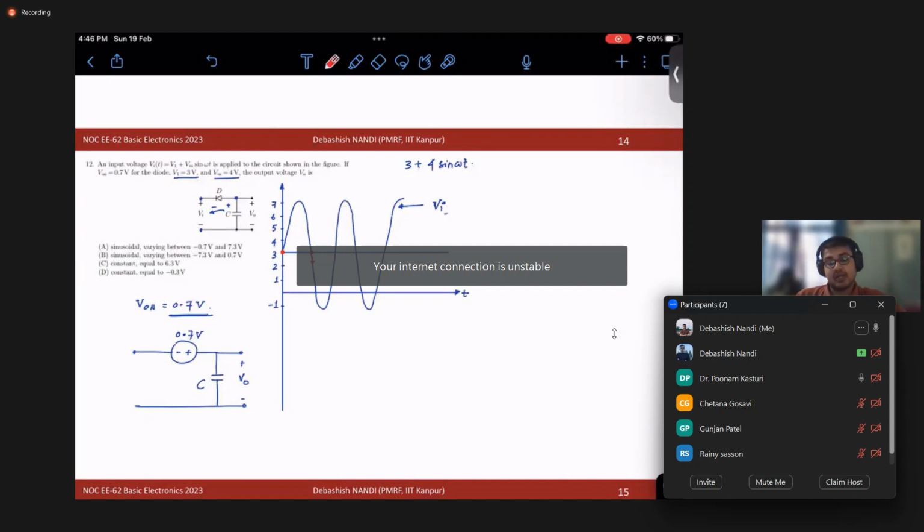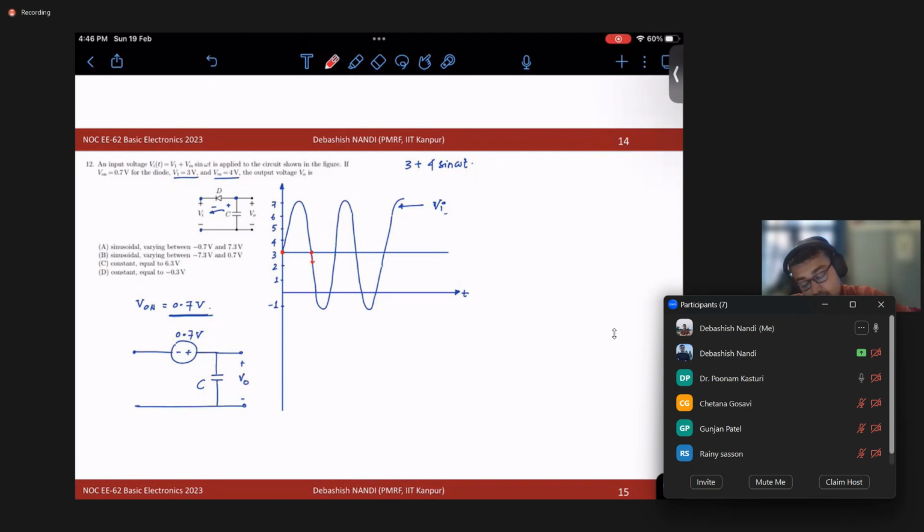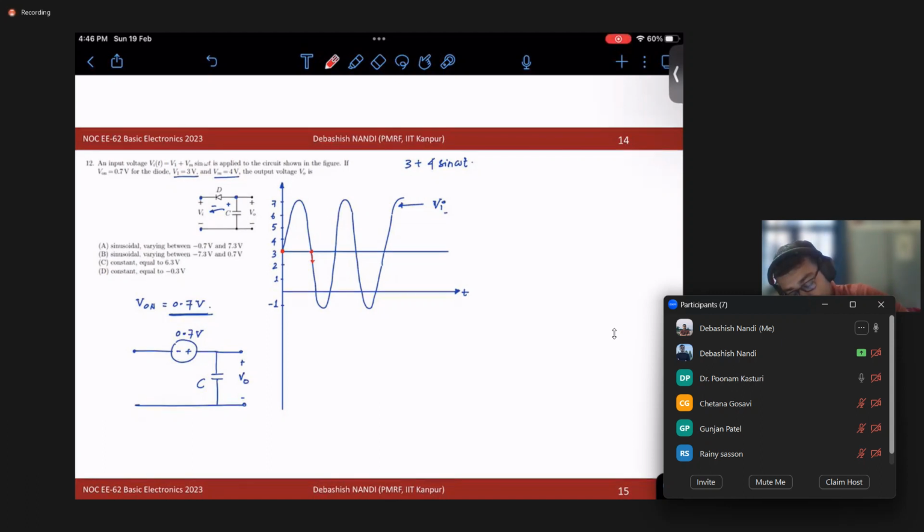Just tell me which point you are talking about. Here the output voltage will be 0, assuming that initially the capacitor is discharged. Right. Then when it comes to this point, the diode will still be reverse biased. For the diode to be in forward bias, what is the voltage required at input? It has to go to minus 0.7, right?